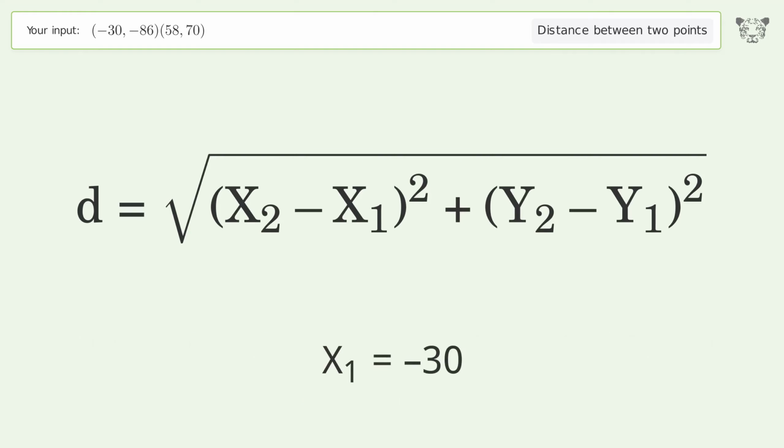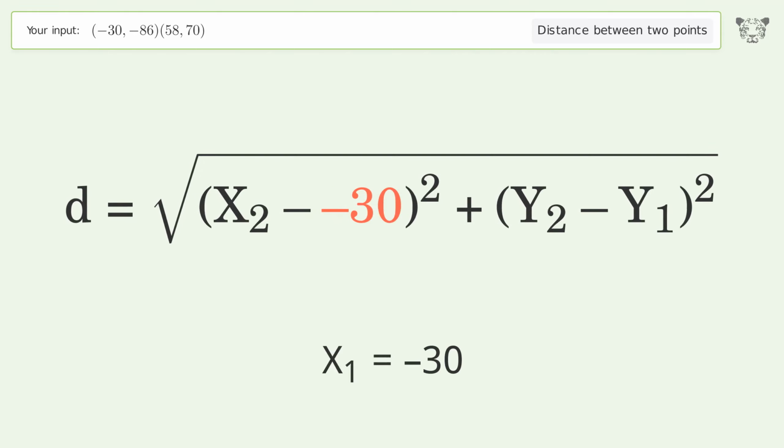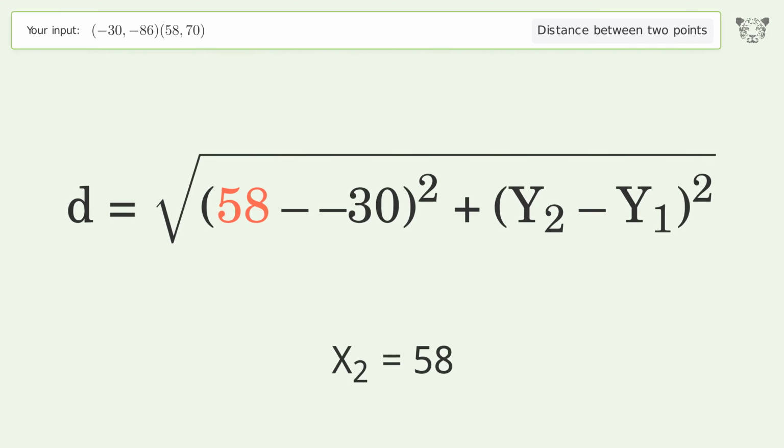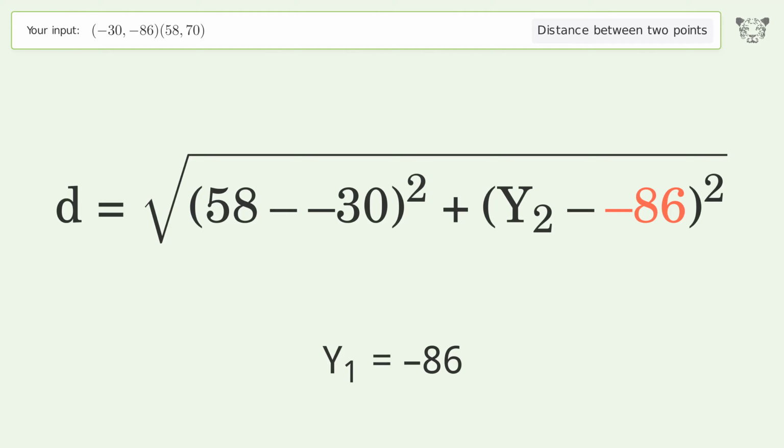x1 equals -30. x2 equals 58. y1 equals -86. y2 equals 70.